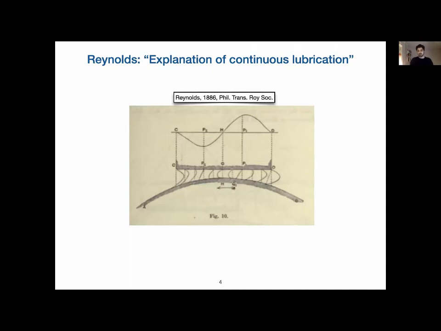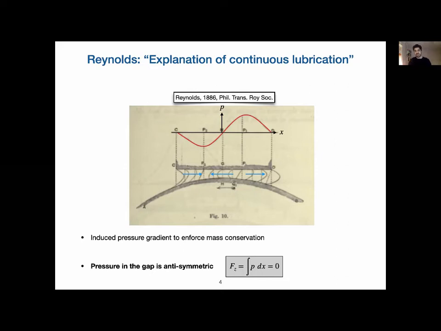And basically, what Reynolds did here is a sketch from his paper where the bottom is a cylinder which is moving to the left at a constant velocity, and at the top we have a fixed flat plate. Now, what Reynolds showed analytically is that to enforce mass conservation in the thin gap between these two objects, a pressure gradient is induced. And the pressure distribution in the gap has this antisymmetric form. So when you integrate this pressure, the normal force induced by the pressure will be zero. So this is the explanation of why there's no repulsive force between the cylinder and the wall.